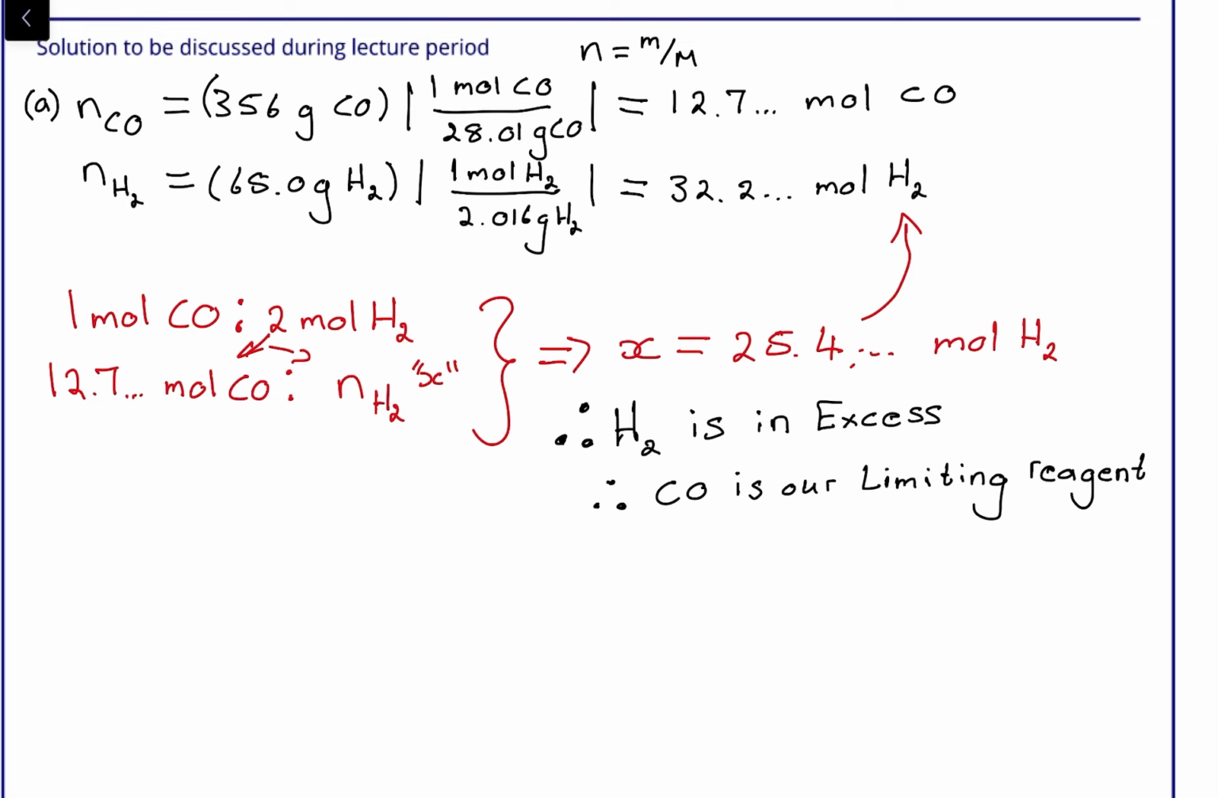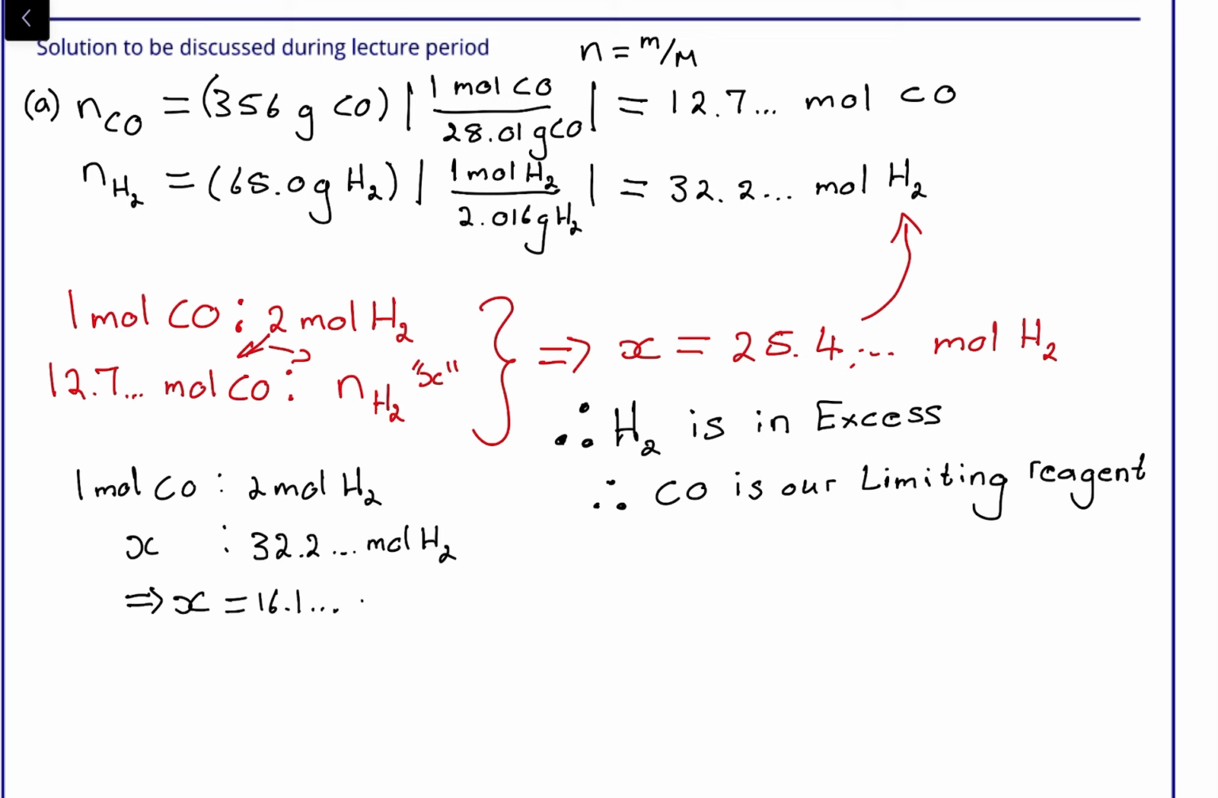You could also have done it the opposite way around, right? You could have said 1 mole CO reacts with 2 mole hydrogen. How many moles of CO? And we have 32.2 mole hydrogen. This would have given a value of X divided by 2 there, so that's 16.1-ish mole CO needed.